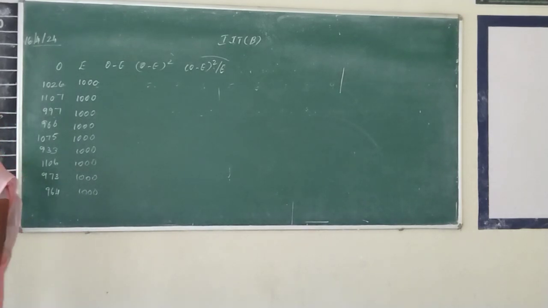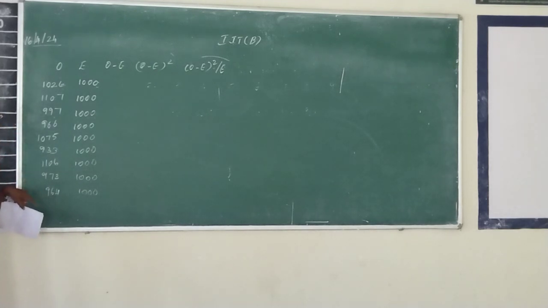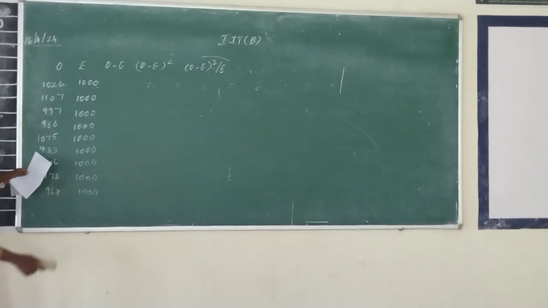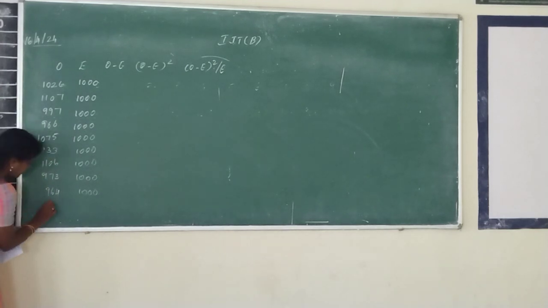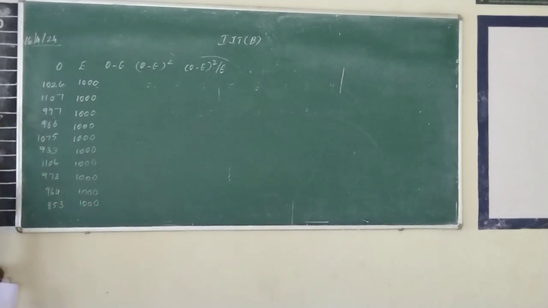Then the remaining columns: O minus E, and O minus E the whole square. Fill the table and tell me the last column total, the summation of (O minus E) whole square by E.